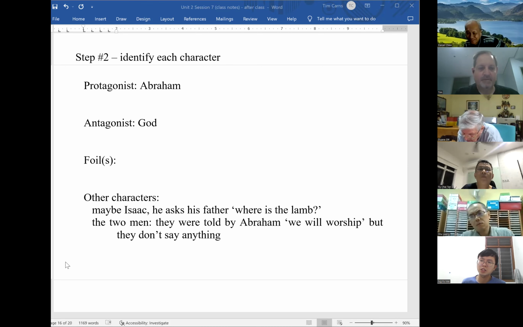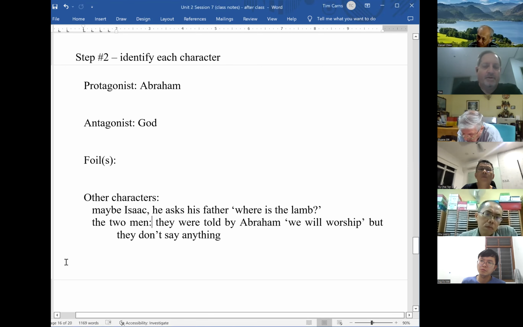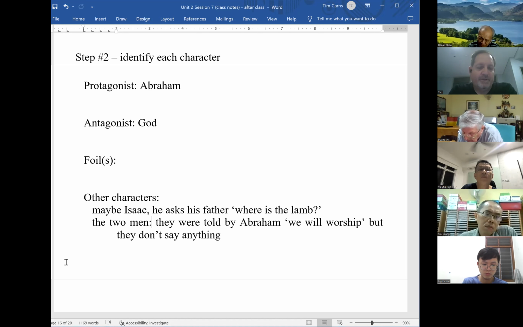Yeah, again, there are many stories where there are a number of characters that are not central. If you took the two men out of the story, not much would be changed. Of course, that one comment by Abraham to them is an important comment. But really, key characters are ones that if you took them out of the story, it could change the story significantly.